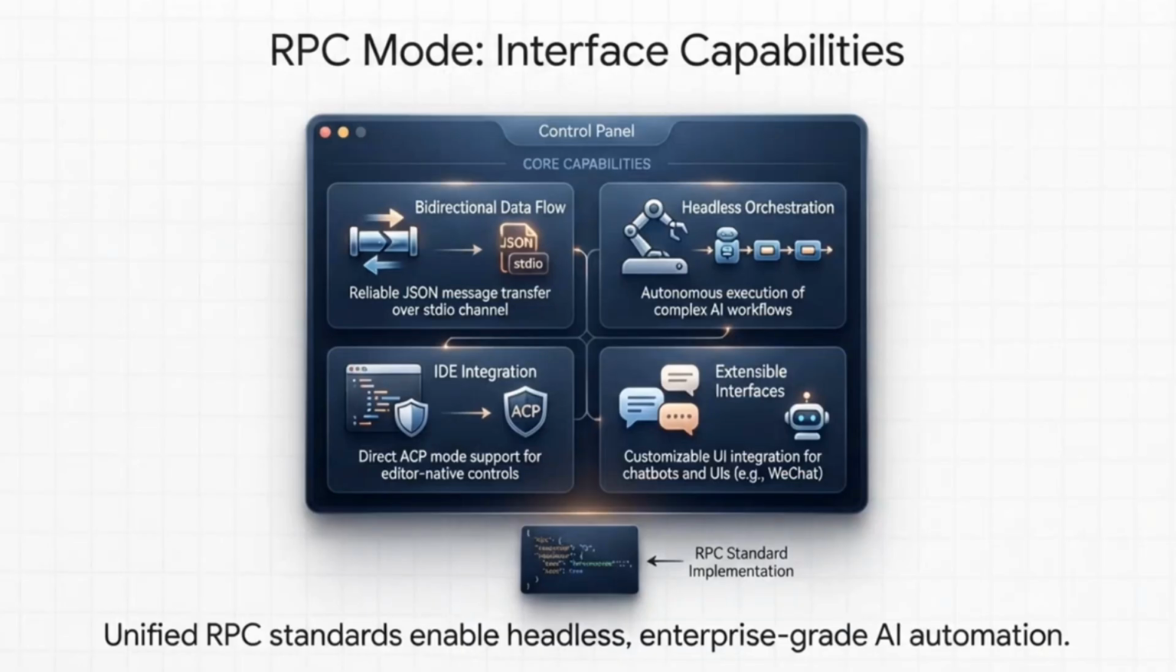Because the core is so strictly organized, it unlocks a seriously powerful RPC mode. This means the agent can be controlled programmatically from any language or IDE via bidirectional JSON over standard input and output. You can run OMP entirely headless for CI/CD pipelines, integrate it directly into your editors using the agent client protocol, or even hook it up seamlessly to custom chat UIs, like WeChat bots.